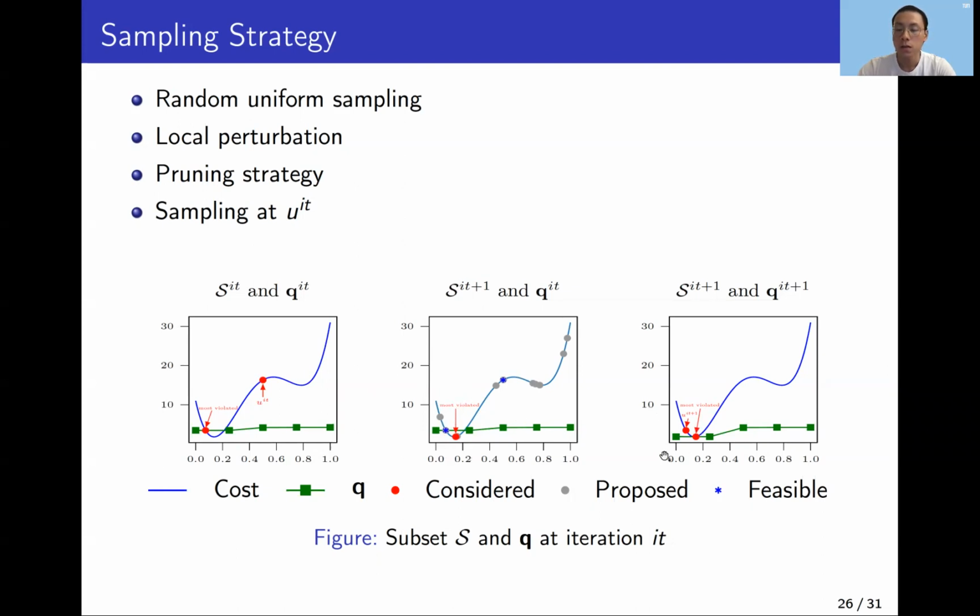And also, to guarantee the stability, we add one more sample, which is at the solution u_it from the previous iteration. And in the third figure here, you can see we can already achieve a Q which is nearly the global optimum only by these 2 samples.